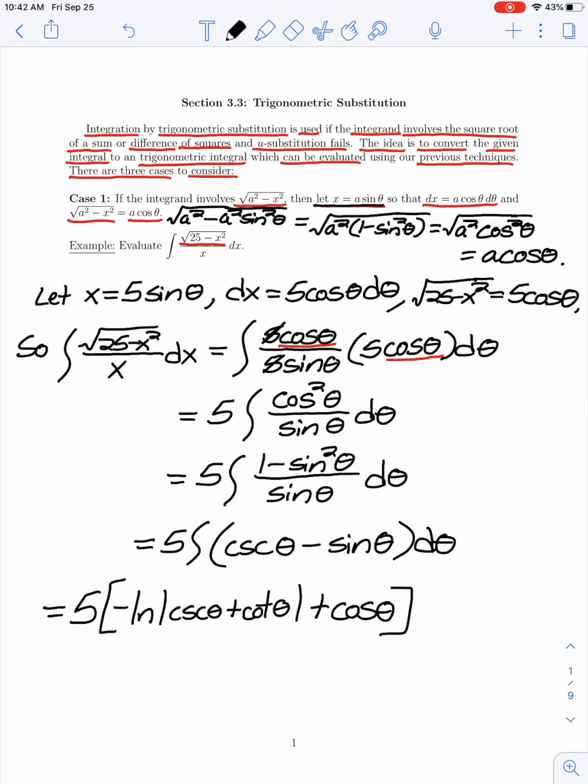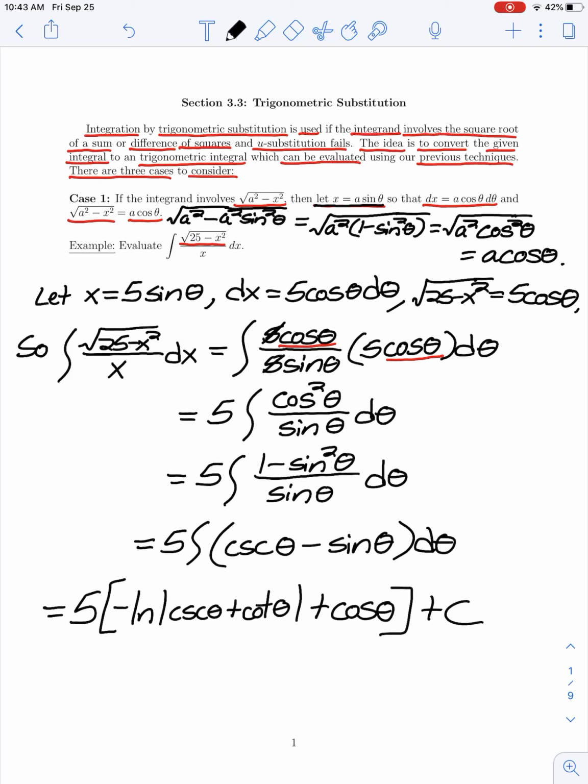And once I found my antiderivative, I can include the plus c, my arbitrary constant, to get the most general antiderivative. Now what we have here is an answer in terms of the variable theta. But I don't want an expression in terms of theta for my final answer. I want something in terms of the variable x, the same variable that we started with. So let's see how we could go about converting from theta values back to x values.